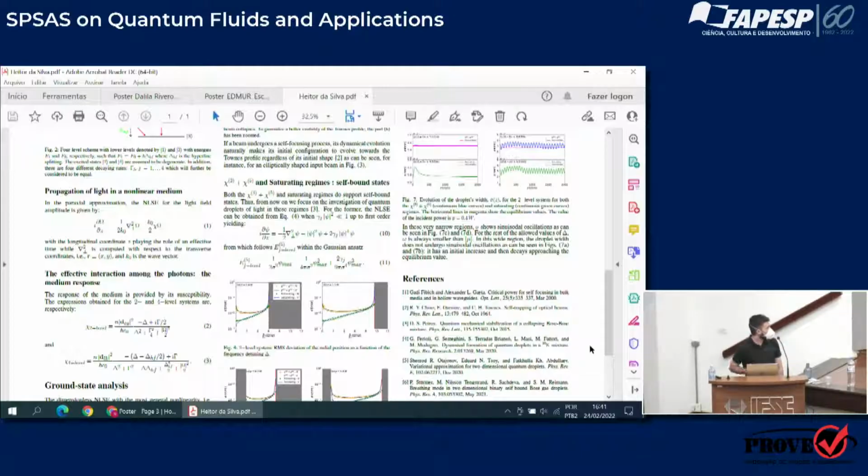In this specific work, the kind of physics we want to investigate is quantum droplets. So here we first have to consider a description for our nonlinear medium. The most direct description is that of a two-level system, but we also considered an alternative description, which is a four-level description.